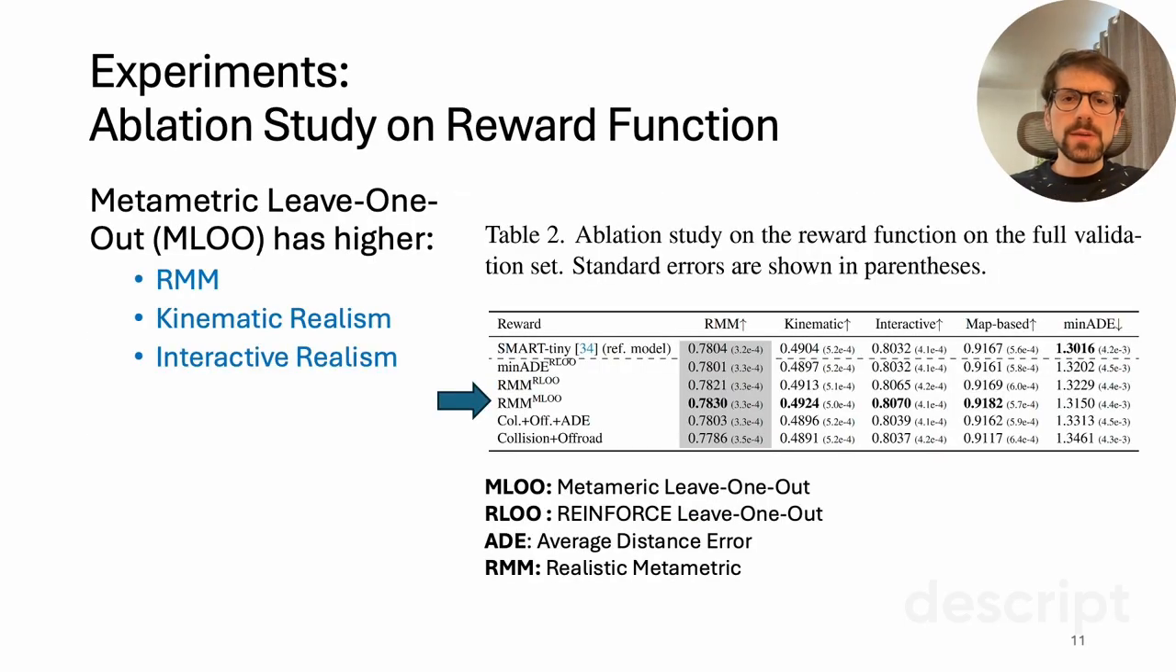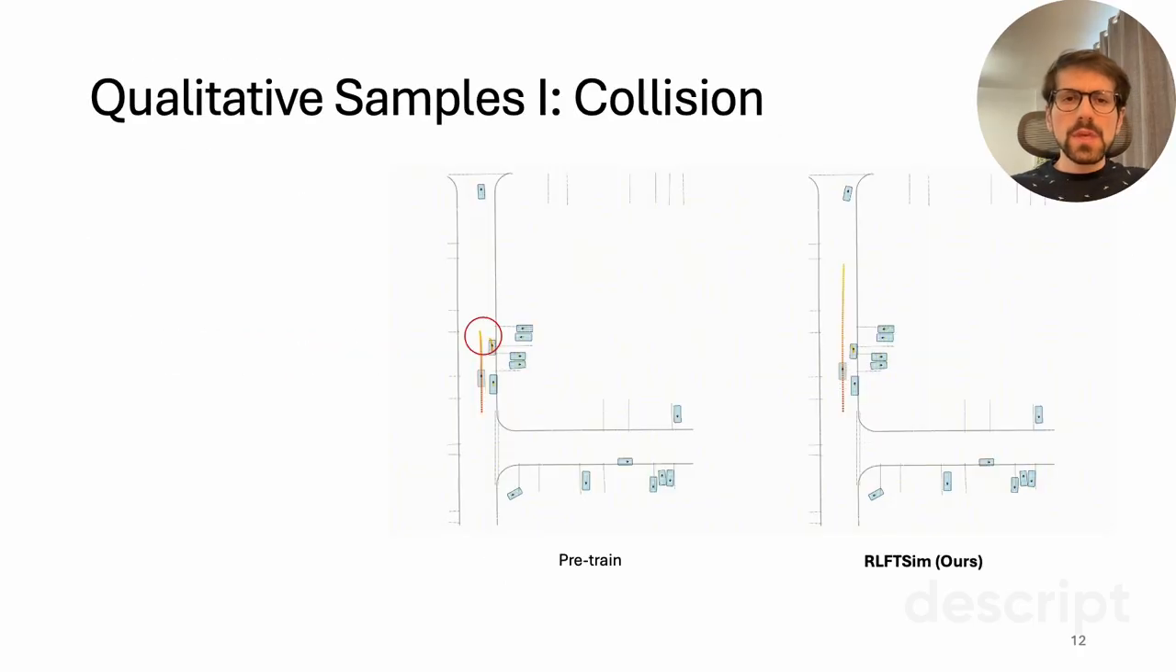Furthermore, we evaluate the reward choices, with results shown in Table 2. Imitation-based mean ADE and heuristic collision and off-road rewards, either with or without an additional ADE term, barely move realism. RLOO gets some RMM improvement, but MLOO wins across the board with higher overall RMM, kinematic, and interactive scores, showing its superiority. Here we show some qualitative samples.